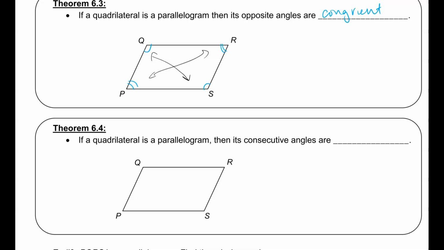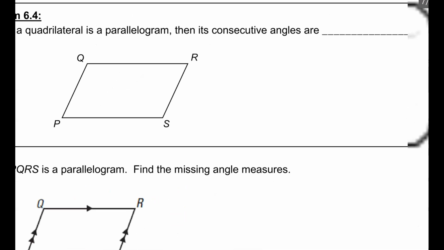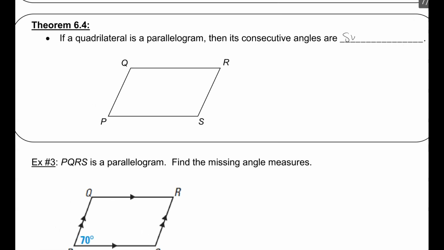So we've learned a couple things so far. Opposite sides are parallel. Opposite sides are congruent. Opposite angles are congruent. And finally, if a quadrilateral is a parallelogram, then its consecutive angles are supplementary. So that means they will add to 180 degrees. So supplementary means adds to 180 degrees. So we know this already, but we all need practice with this.